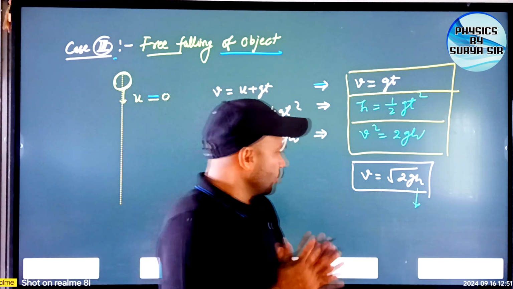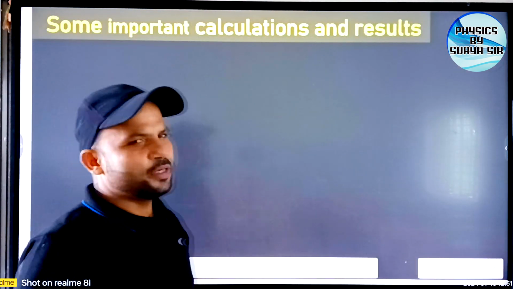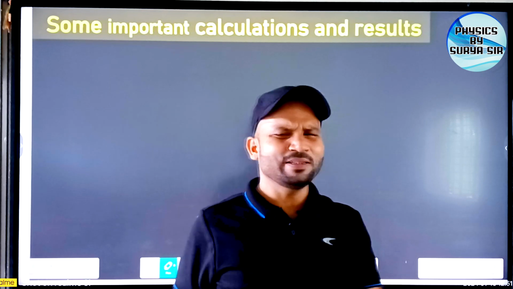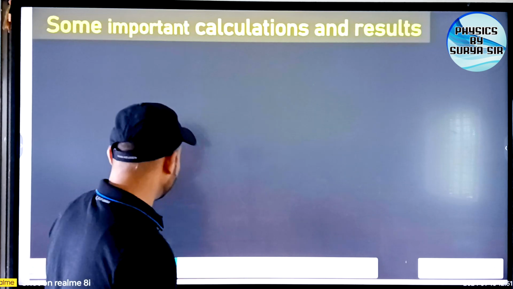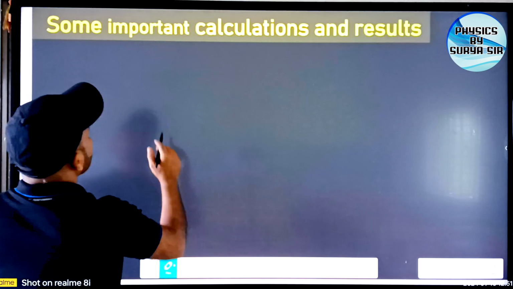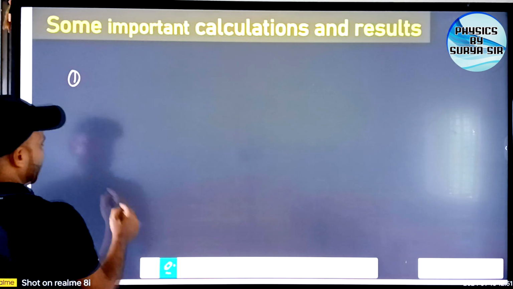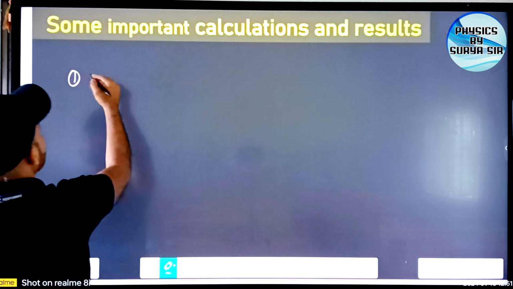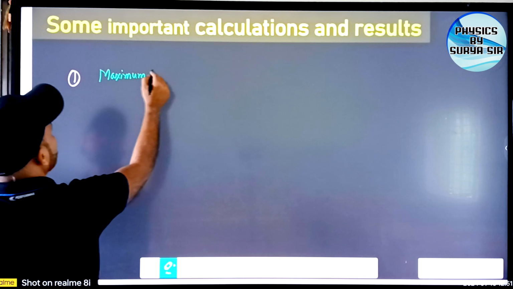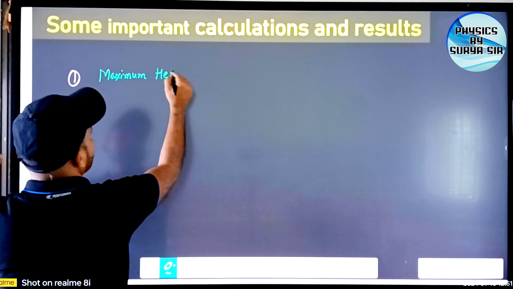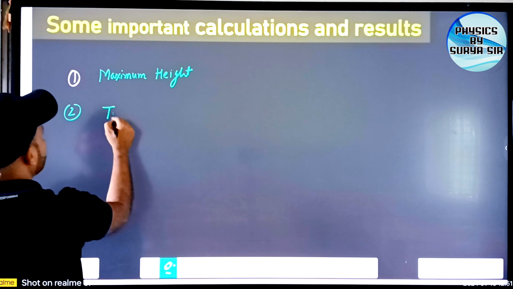Very good. So without any delay, now here some important calculations and results are there. They are very easy things and they are directly used. So we are going to discuss these points also. Some important calculations means here we will calculate some points. First, what is the maximum height of the object if any object is moving in the upward direction? Second, what will be its time of flight?